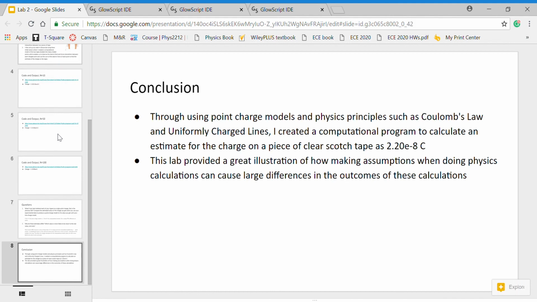Through using point charge models and physics principles such as Coulomb's law and uniformly charged lines, I created a computational program to calculate an estimate for the charge on a piece of clear Scotch tape as 2.2 times 10 to the negative 8 coulombs. This lab provided a great illustration of how making assumptions when doing physics calculations can cause large differences in outcomes of these calculations.